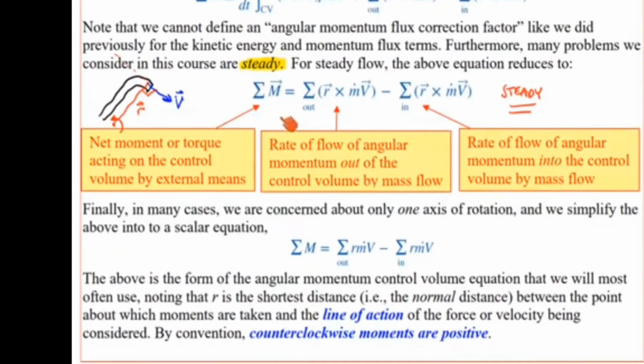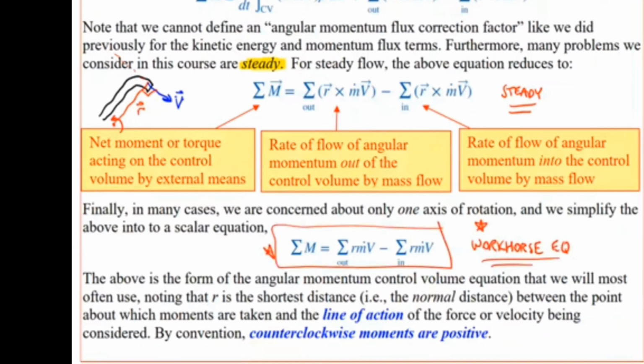I've labeled the terms. This is the net moment or torque acting on the control volume by external means. This is the rate of flow of angular momentum out of the control volume by mass flow. This is the same thing, but into the control volume at the inlet. We also drop the unsteady term. We'll only consider steady problems here. For further simplification, we're generally talking about moments in one plane, in this case around the axis that points out of the page, so we can turn this into a scalar equation.